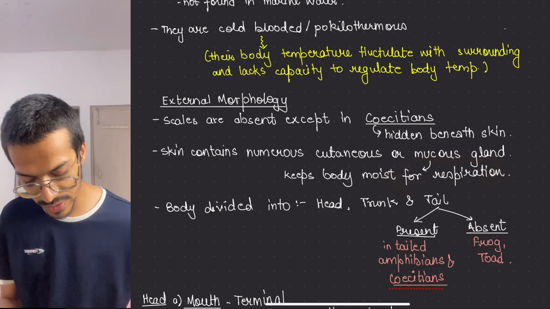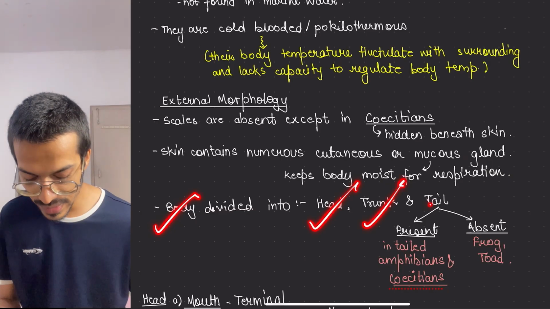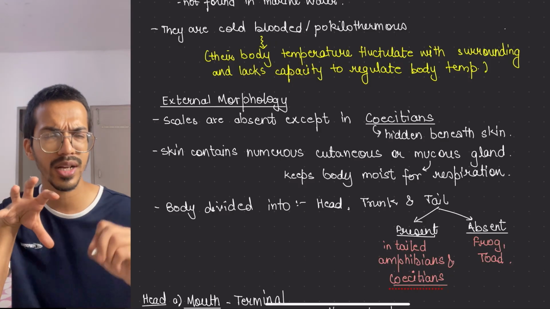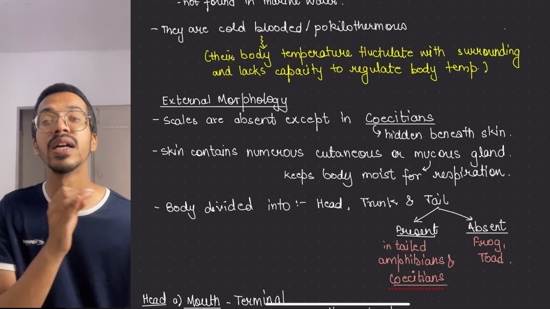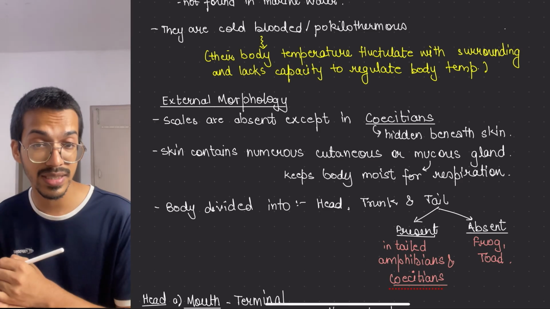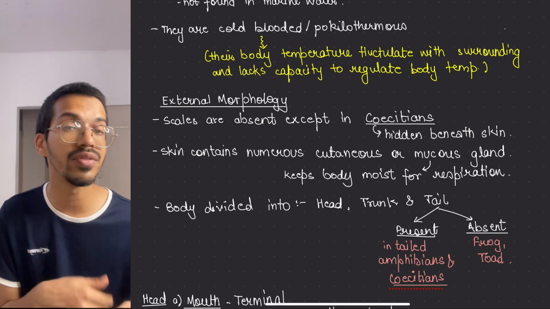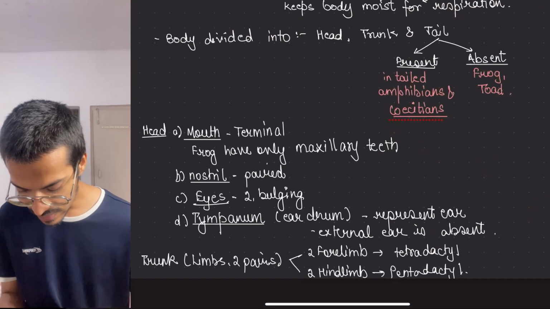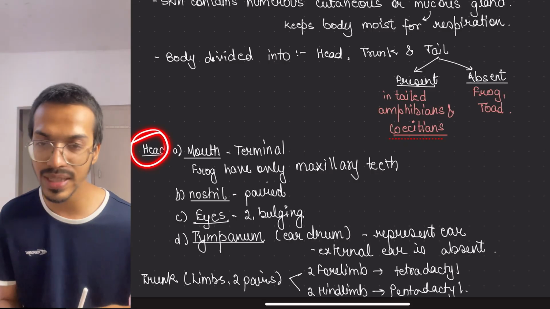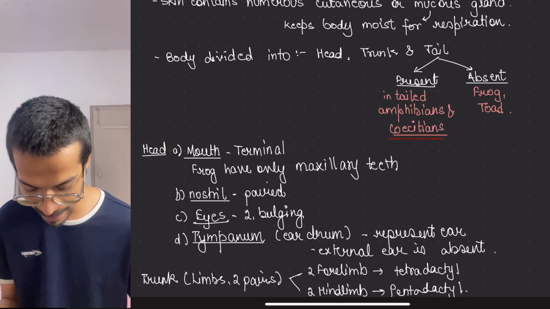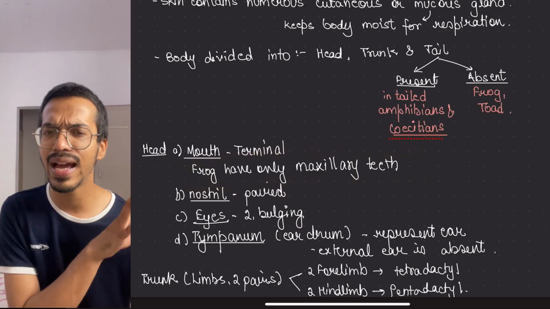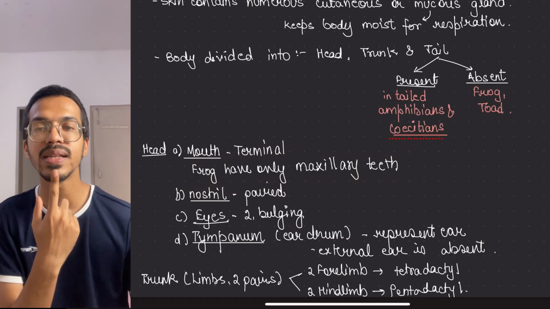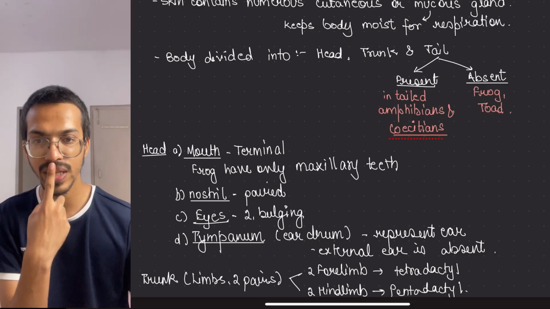Then the body is divided into head, trunk and tail. Now head and trunk are present. If we see the frog, the head part is there, the latter part is the trunk where the 4 limbs are there, but the tail is not present. There are certain amphibians where the tail is present, like salamander, and certain amphibians where it is not. Now the next thing is that the head has a mouth, which is terminal in position. Frog has only maxillary teeth present, but others have other teeth also, mandibular teeth. Maxillary teeth means this is the maxilla, this is the mandible, the jaw bones.